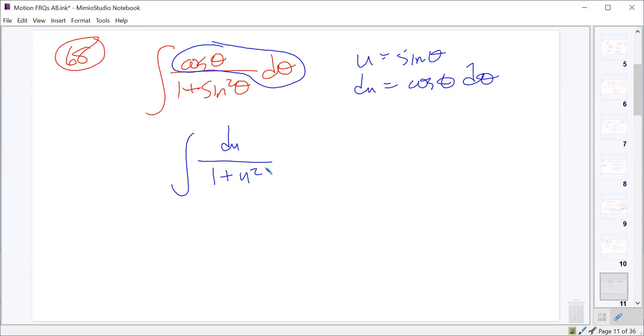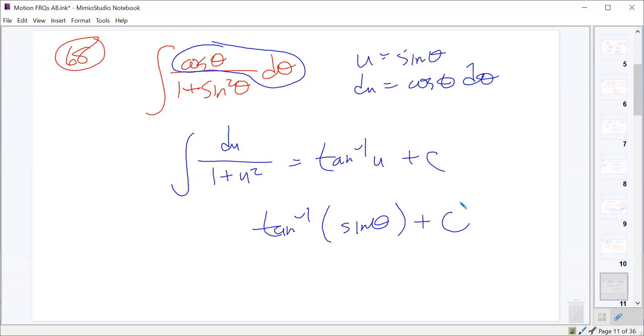What's the integral of du over 1 plus u squared? Arctangent, inverse tangent of u. So this becomes the inverse tangent of the sine of theta plus the constant. So it looks like that's choice D.